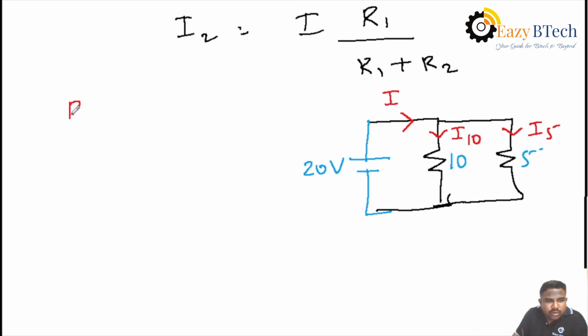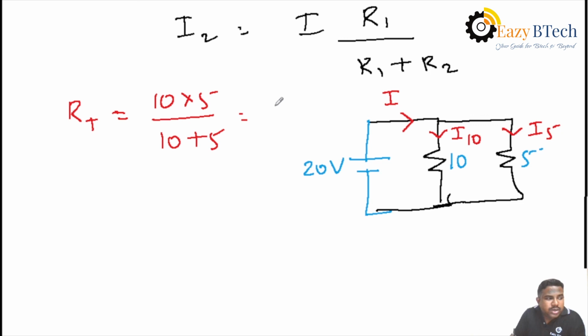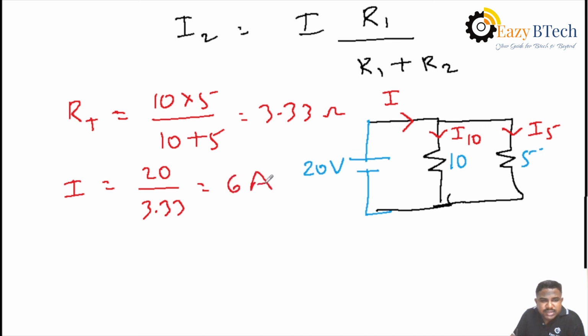First of all, we can find the total resistance. Both resistors are in parallel. For parallel, what is the formula? That is R1 R2 by R1 plus R2. This is the total resistance value, which is 3.33 ohms. We know the total resistance of the circuit. Then find the total current, that is total voltage V by R, I equal to V by R. With the total voltage V and total resistance 3.33, this current value is 6 amperes.